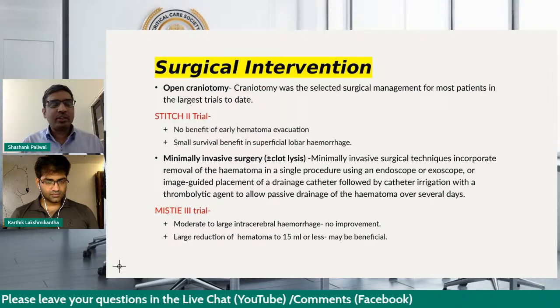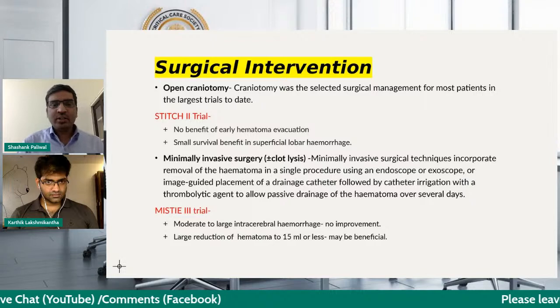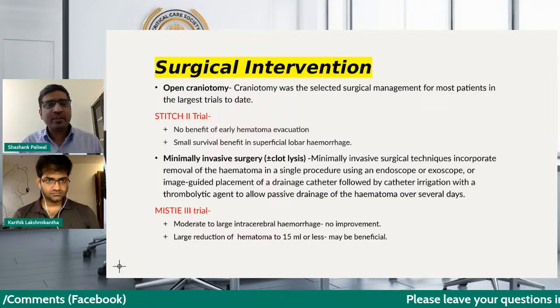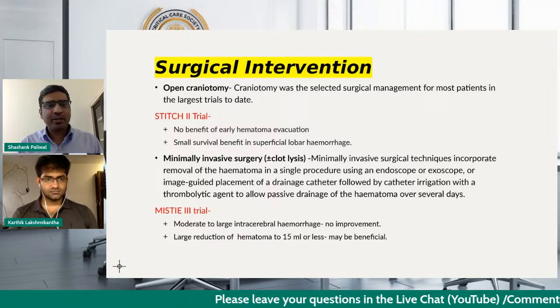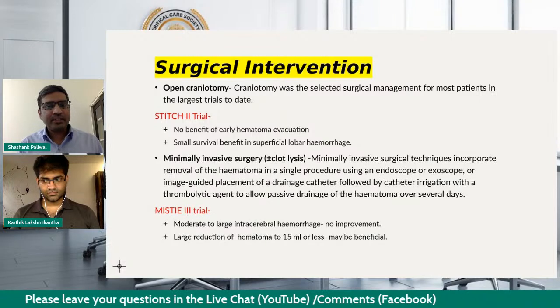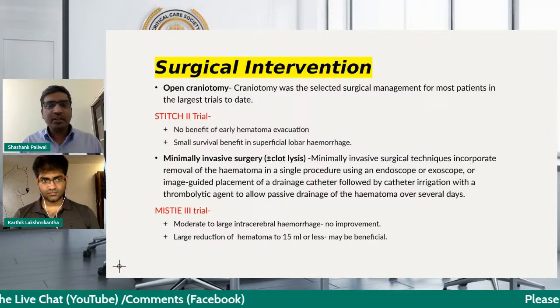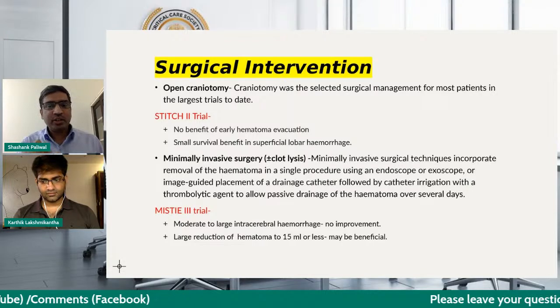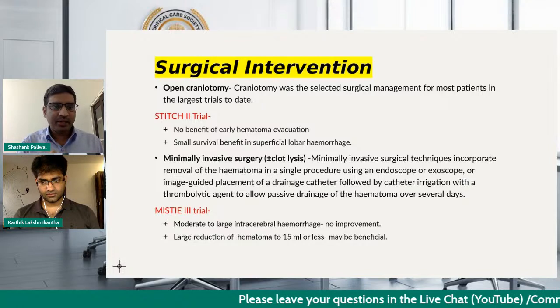So now the open craniotomy and evacuation, this is one surgical intervention. The second can be minimally invasive along with clot lysis. This technique incorporates removal of the hematoma in a single procedure using endoscope and image-guided placement of a drainage catheter, followed by catheter irrigation with a thrombolytic agent to allow passive drainage of hematoma over several days. So this is minimally invasive.